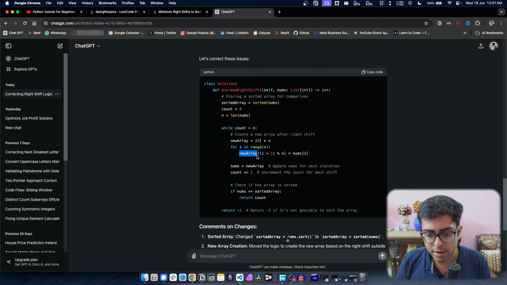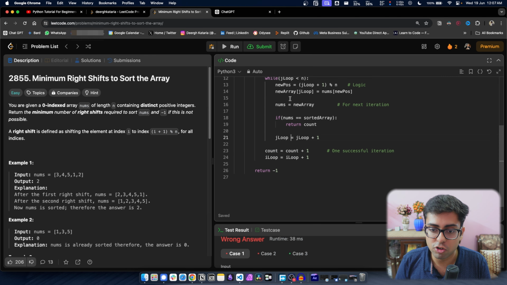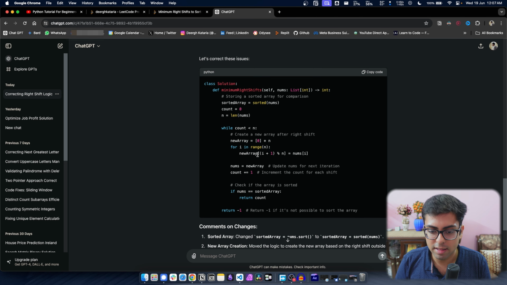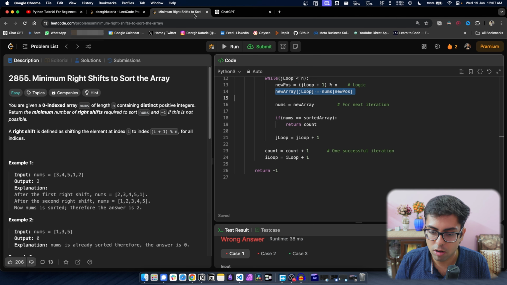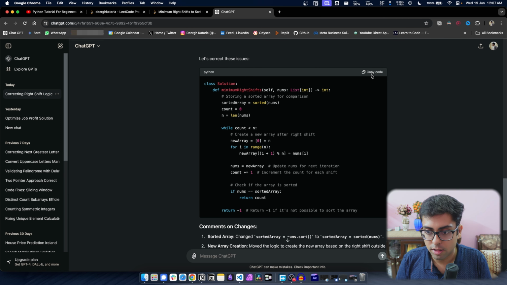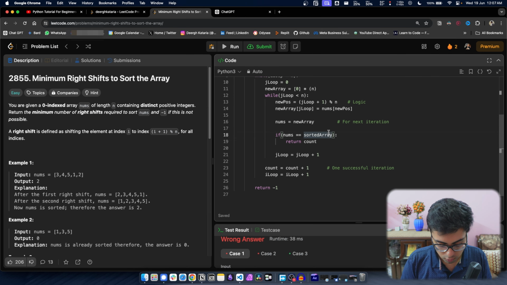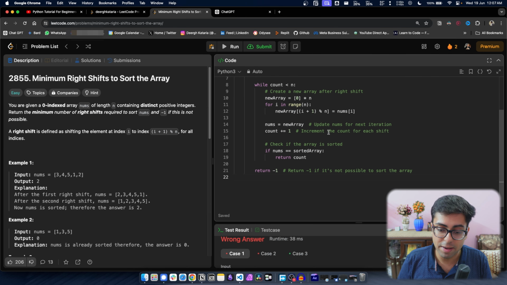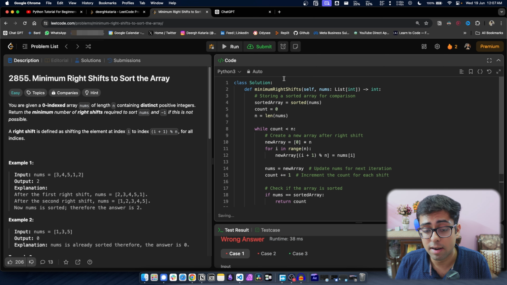Then it updated new array. I plus 1 percentage n is equal to nums. It directly did that rather than in my case where I was having this issue of doing that. That's totally fine. I think this is conceptually correct. I think I probably made a mistake over here. It should be new array, new position is equal to nums j loop. But whatever, that's fine. Then I'm going to copy this code and then I'm going to control A and control V paste it. And let's see that it's running correctly.